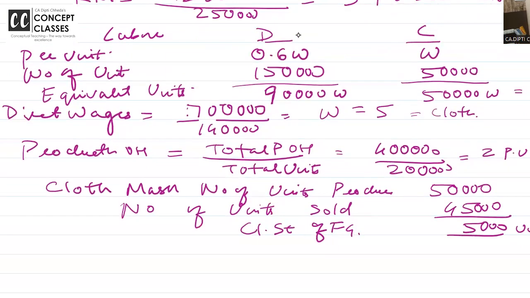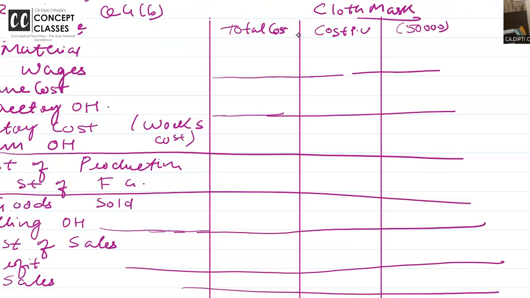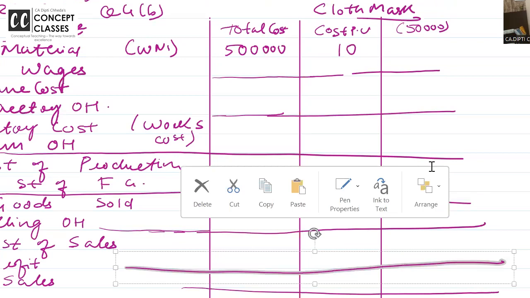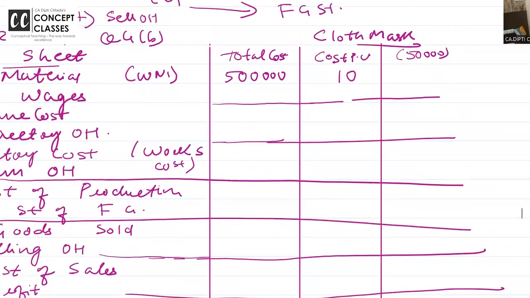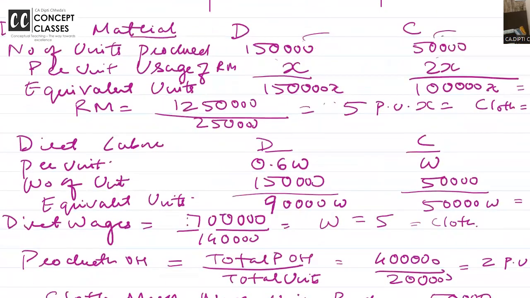Done? Chalo. Now we have the direct material cost. How many units are produced? 50,000. And what is the cost per unit? Just now we have calculated 10. Reference number, working note 1. Chota sa hai, toh you can add the computation there, but now we can add it later. So this is 5 lakh. Wages. Wages. Abhi humne calculate kiye. Cloth ke liye. Kitna hai? 5. 2,50,000. 7,50,000.